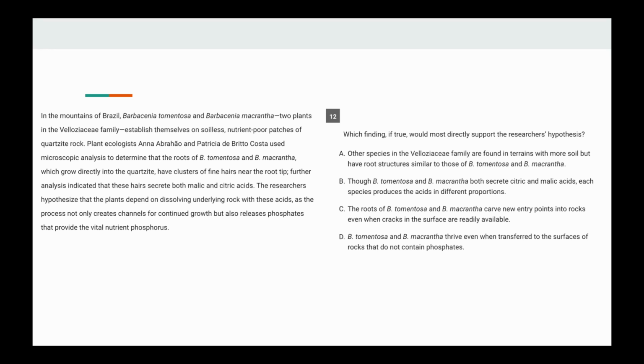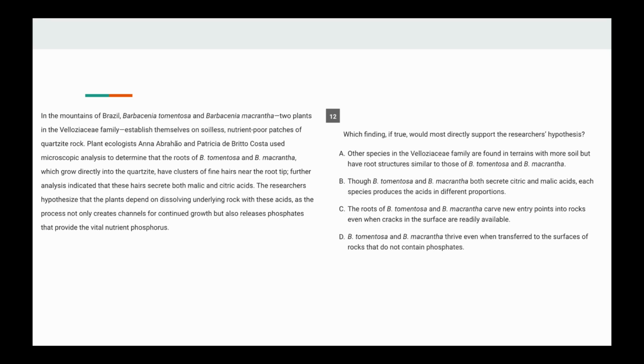The researchers hypothesize, most important part, hypothesize. And remember that we need to give an answer choice which supports this. The researchers hypothesized that the plants depend on dissolving underlying rock with these acids, as the process not only creates channels for continued growth. So, it's not only used for growing into the rock, but also releases phosphates that provide the vital nutrient phosphorus. Okay, we read the passage. Now let's look at the answer choices.